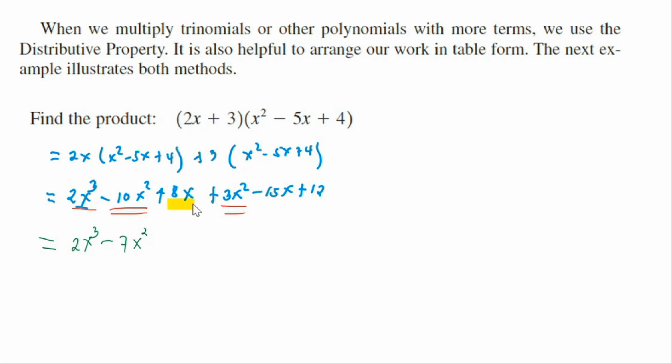Next, we have in terms of x. So I have 8x and negative 15x. So 8 minus 15 is negative 7. So we have now negative 7x. The remaining term is a constant term, which is positive 12. So copy only the positive 12. And this will be now our product.